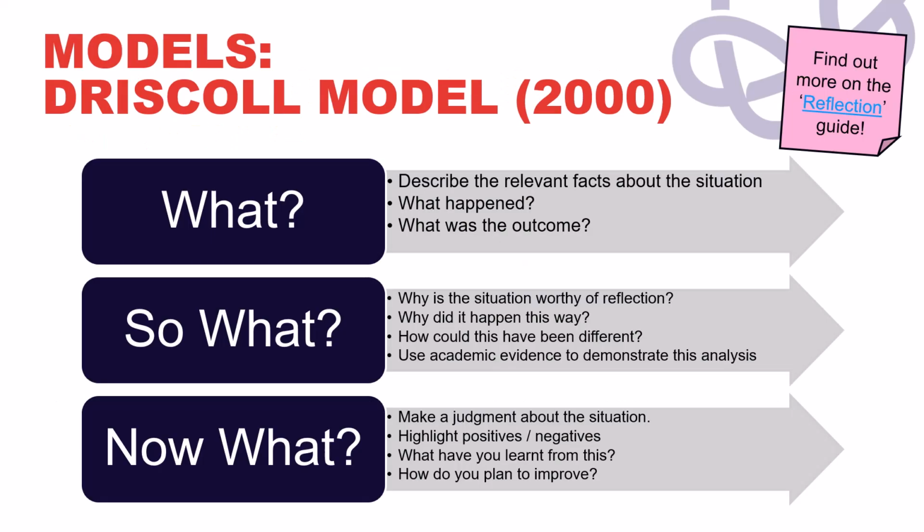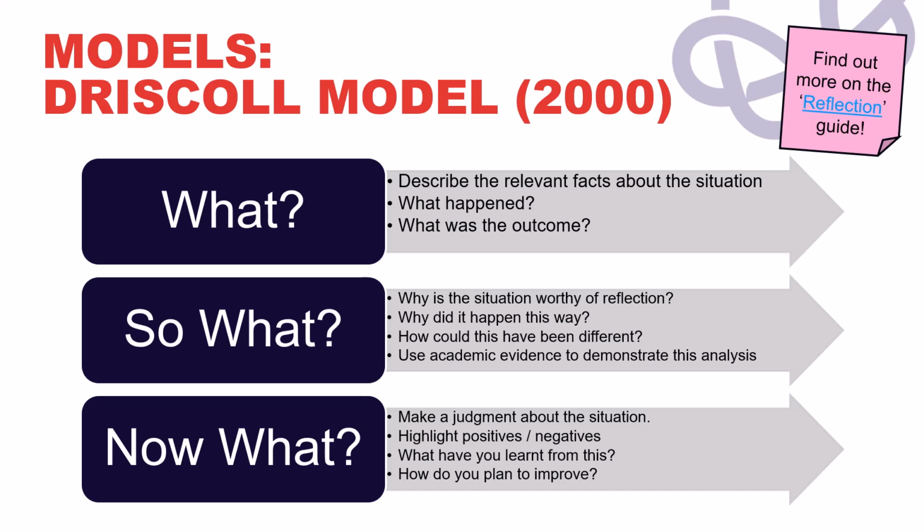There are a variety of reflective models that you can use to structure your reflective writing. They all require you to describe, analyse and evaluate. Over the next 3 slides, we'll show you 3 different models. There are others available, but these are 3 of the most common. The first one is the Driscoll model. It's split into 3 sections: what, so what, and now what.